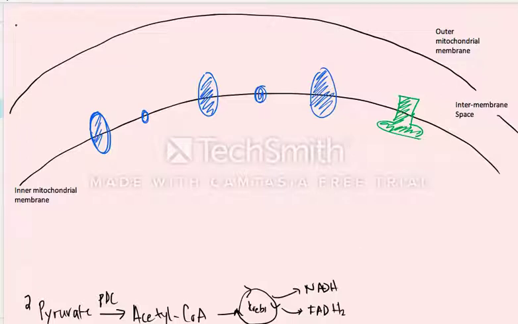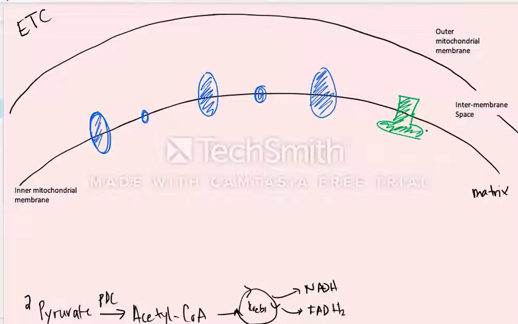This is a video about the electron transport chain and chemiosmosis. Now, here we are in the mitochondria. We are located in the mitochondrial matrix. I was hoping that the Krebs cycle here will hint where we are located. So this is the matrix.